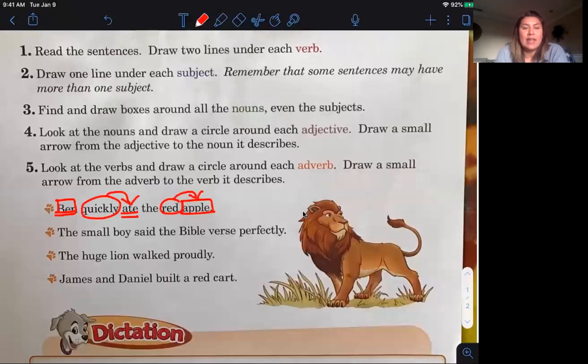The small boy said the Bible verse perfectly. Well, who's the subject? The boy, right? So underline him. He's also a noun, so I'm going to put a box. What did he do? He said, that's our verb. What did he say? The Bible verse. Bible's describing verse. Perfectly is how he said it. And small is describing the boy.